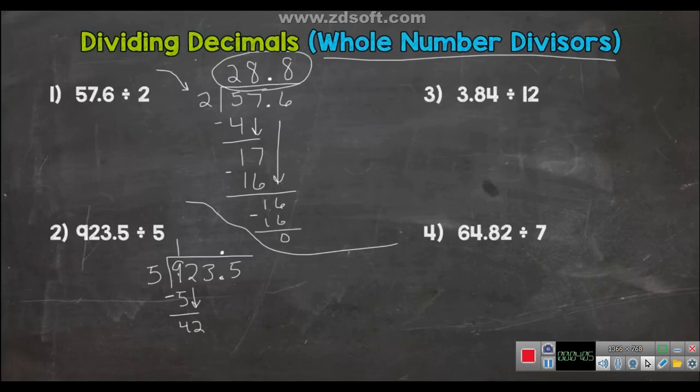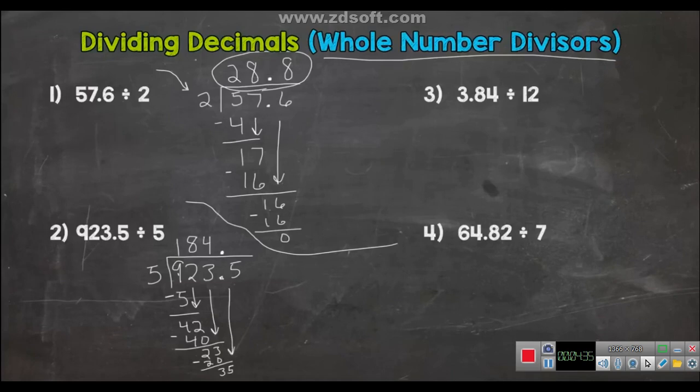Got to think of my 5 facts here. How many groups of 5 can I pull out of 42? How close can I get? Well, 8. That gets me to 40. 8 times 5 is 40. Subtract, I get 2. Bring down my 3. All right, 23 divided by 5. How many groups of 5 out of 23? 4. 4 times 5 is 20. Running out of room here. You get 3. Bring down my 5.